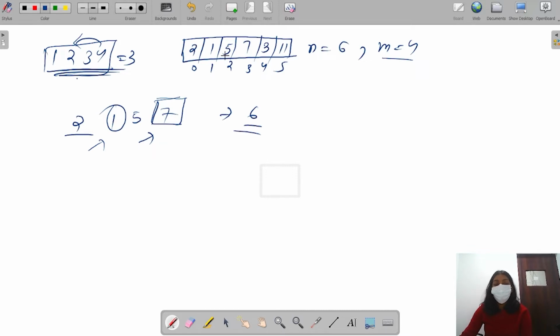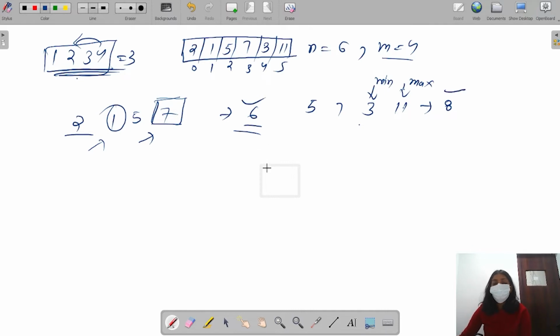Now if I distribute the packets in such a manner that I give a 5-chocolate packet to one student, a 7-chocolate packet to one student, a 3-chocolate packet to one student, and an 11-chocolate packet to one student, then the minimum number of chocolates one student gets is 3 and the maximum is 11. So the difference here is 11 minus 3, which equals 8, which is even larger than this.